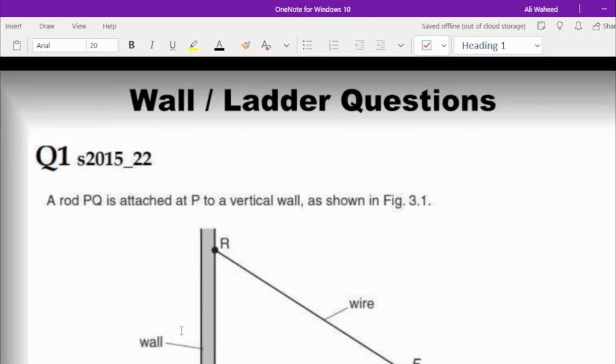The main topic that we have is the questions with a situation like this, in which we have a wall or a ladder and a wire or a string is connected to the wall or the ladder at a certain point. So let us start off with the first one.